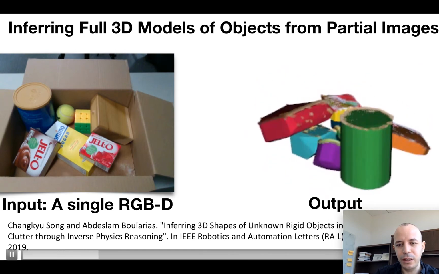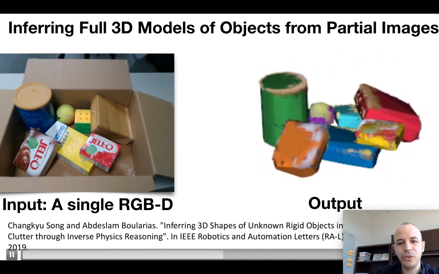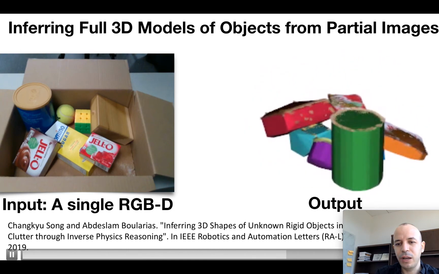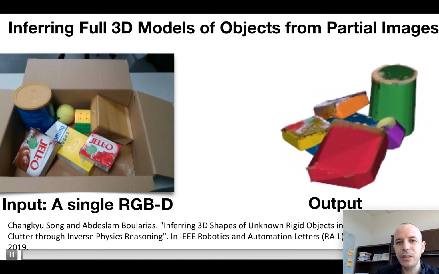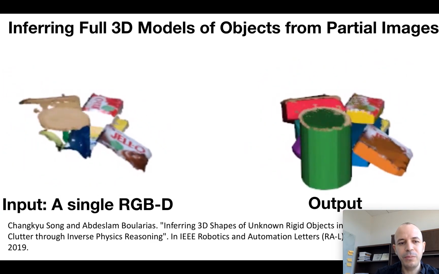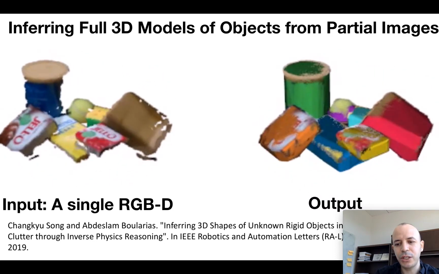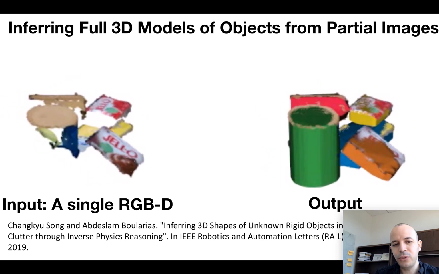In this problem, we have an input, which is just the RGBD image of objects. On the right side, we have the output, which corresponds to completed shapes of these objects. Of course, the input is a partial point cloud, where we can see only the surface of the objects, and we don't see most of it.